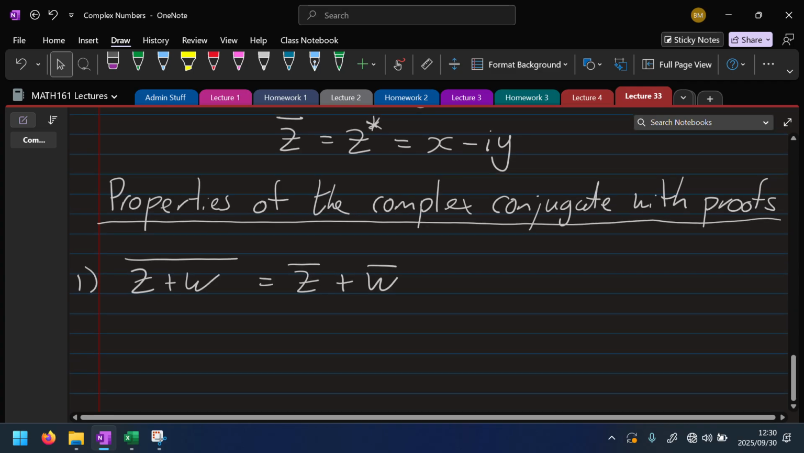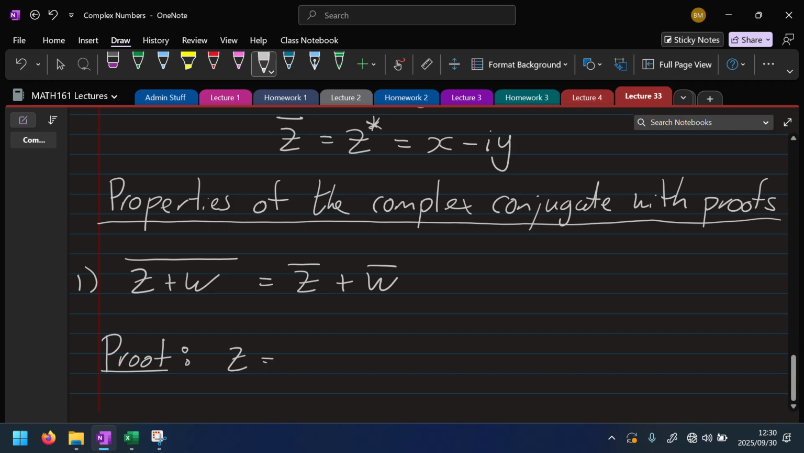Okay, so let's have a look at a proof. Let's say z is equal to x plus iy, and w, let's say, is a plus ib. You can use whatever letters.